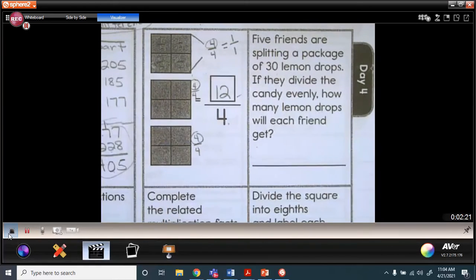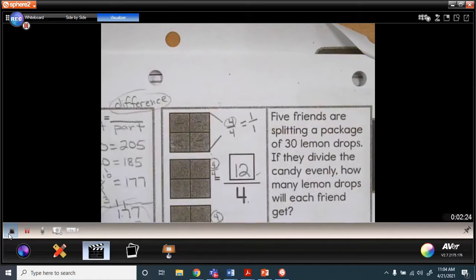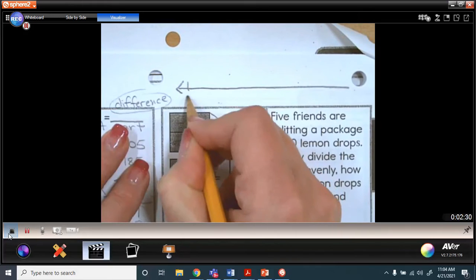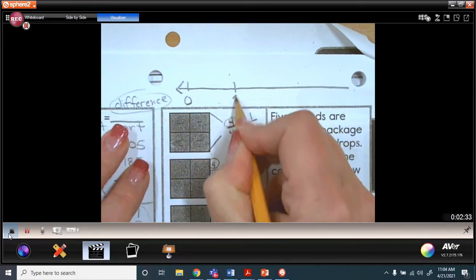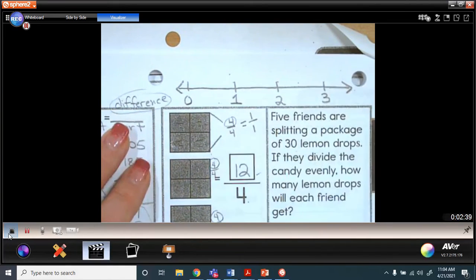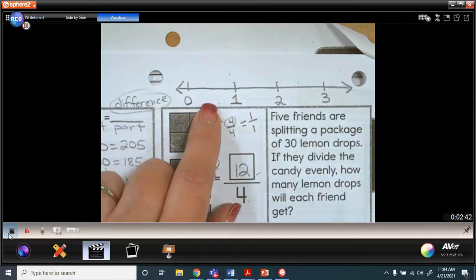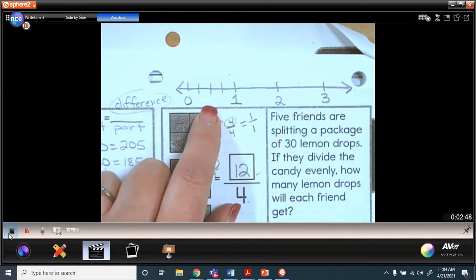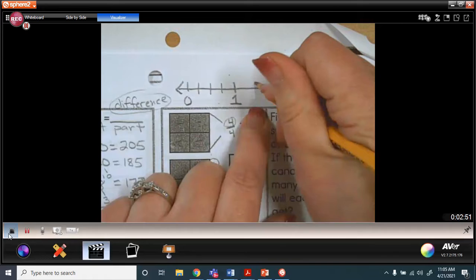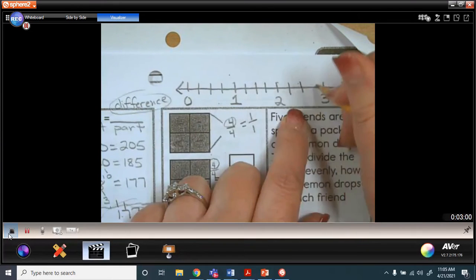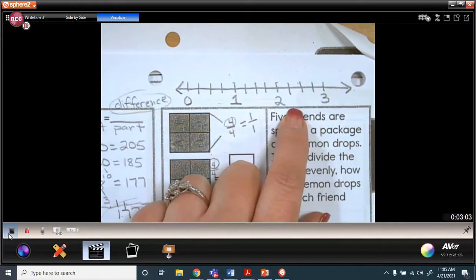12/4. Now, if I were going to show this on a number line, I'm just going to draw that up here to demonstrate what we're talking about. We have 3 wholes on this number line, and each of the wholes has been partitioned into fourths. So this whole has been partitioned into 4 equal pieces. This second whole has also been partitioned into 4 equal pieces. And finally, the third whole has been partitioned into 4 equal pieces.